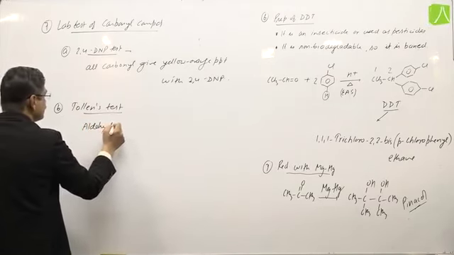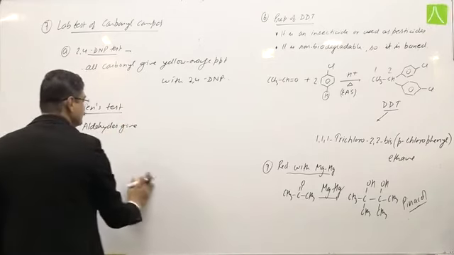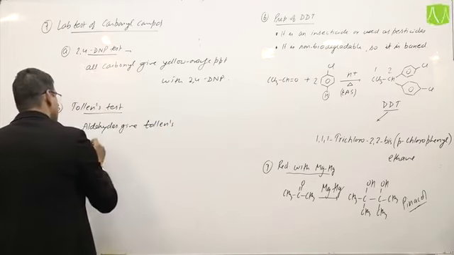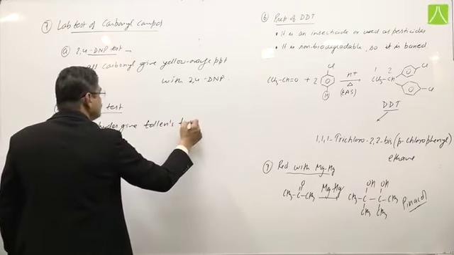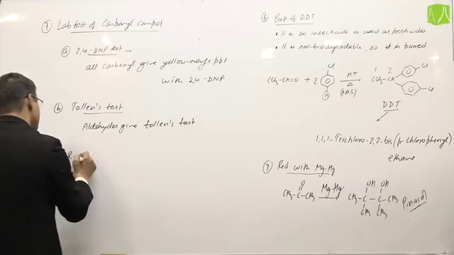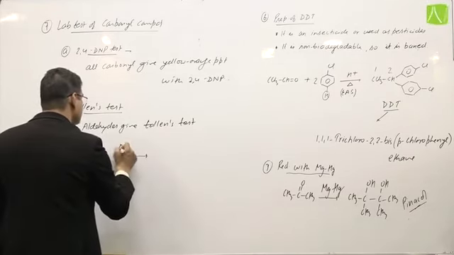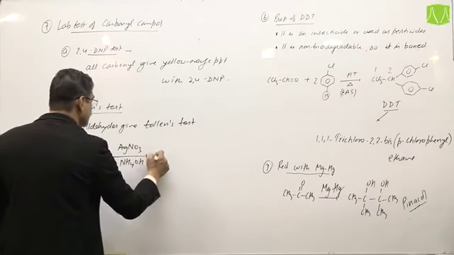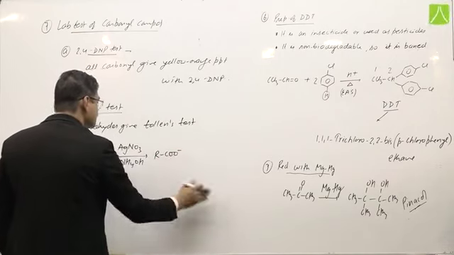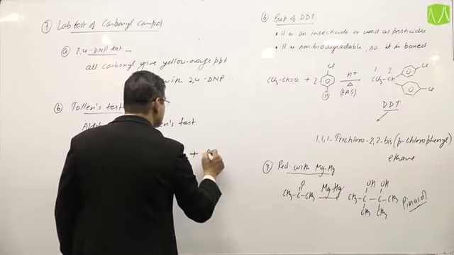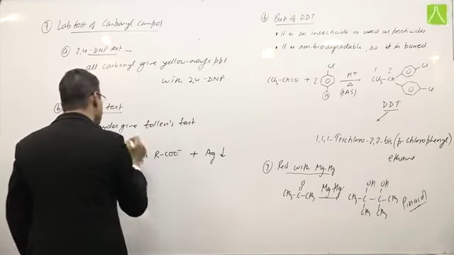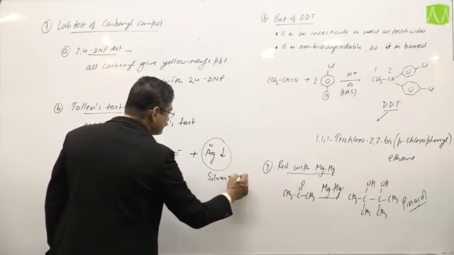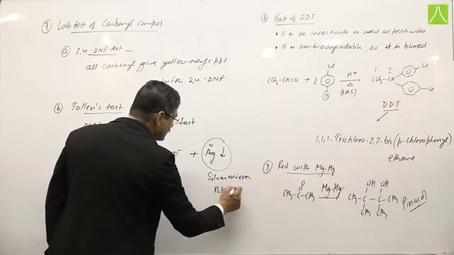Aldehydes give Tollens test. Reaction is like this. All aldehydes on reaction with AgNO3 in basic medium oxidize into acid, and Ag plus 1 converted into Ag0, that is the silver mirror. Or you can write black precipitate.